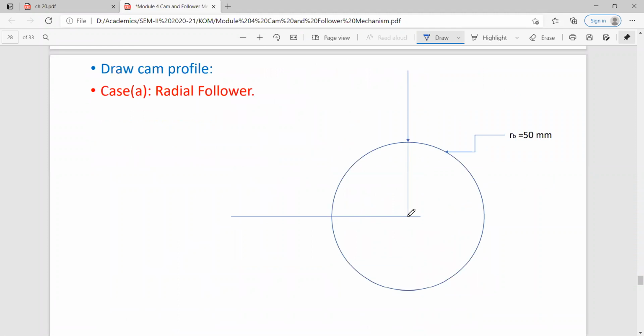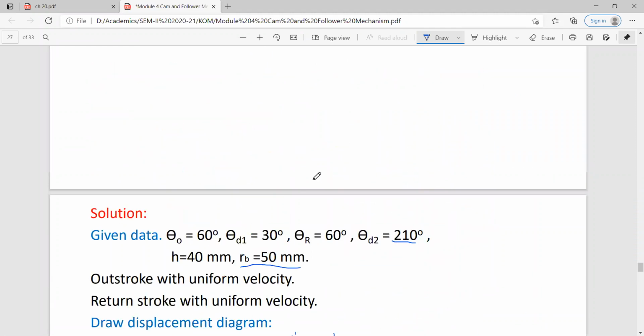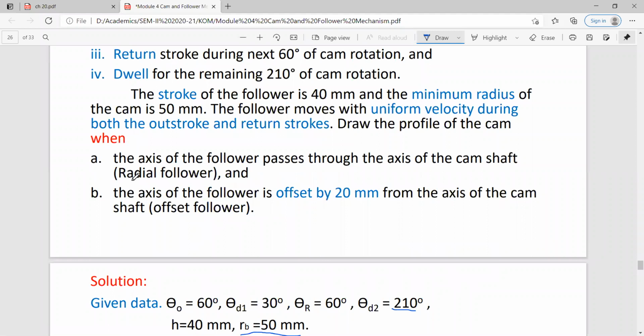First of all, there are two cases which are given to us. First one is the case of radial follower, and the second case is offset follower. So as the condition of the follower changes, we also have to change the cam profile accordingly. So first let us see for radial follower how to draw the cam profile.